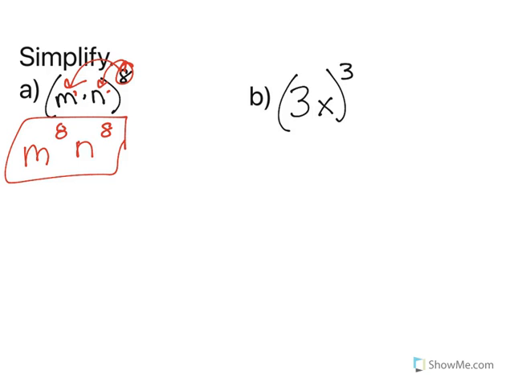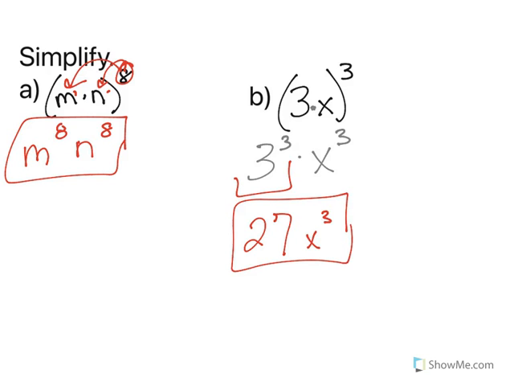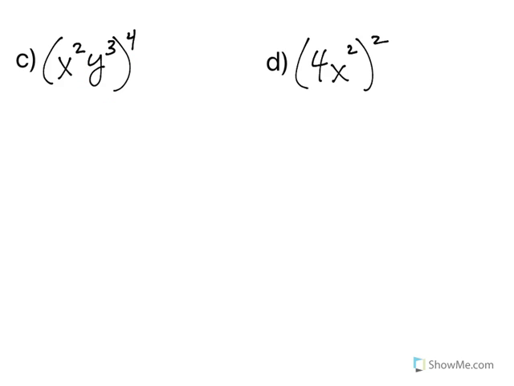In letter B, I have (3x) to the 3rd. Now this is still a product. It's a little bit easier if there's a multiplication dot in between, but a number touching a variable is still considered a product. So this is where we have 3 cubed times x cubed. So 3 cubed is 27, and then x cubed is already simplified. So 3x all raised to the 3rd power is 27x cubed.